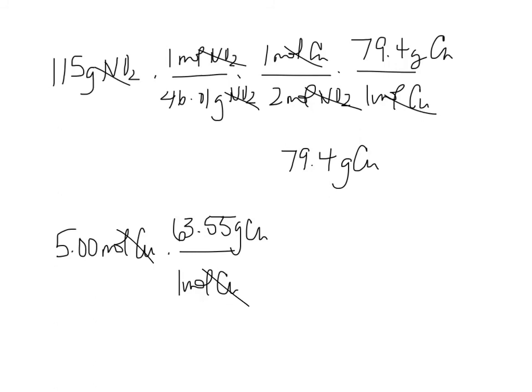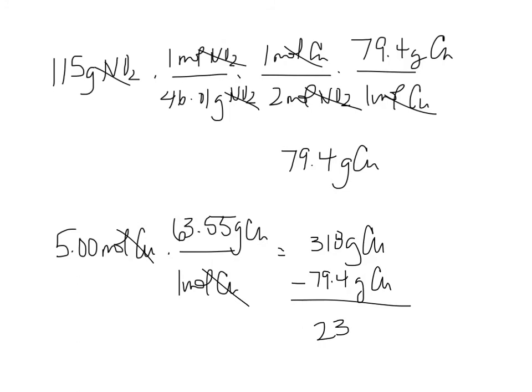Let's see, that should be 318 grams of copper. So that's the initial amount of copper. I only used 79.4 grams of copper. So if I subtract that from the initial amount, you're going to end up with 239 grams of copper that are in excess.